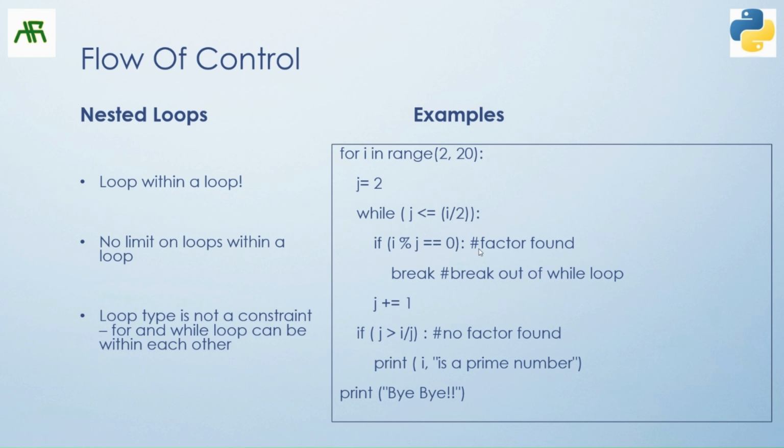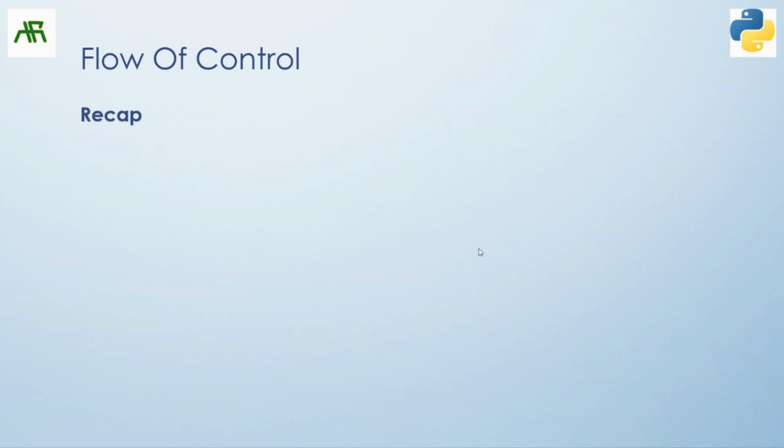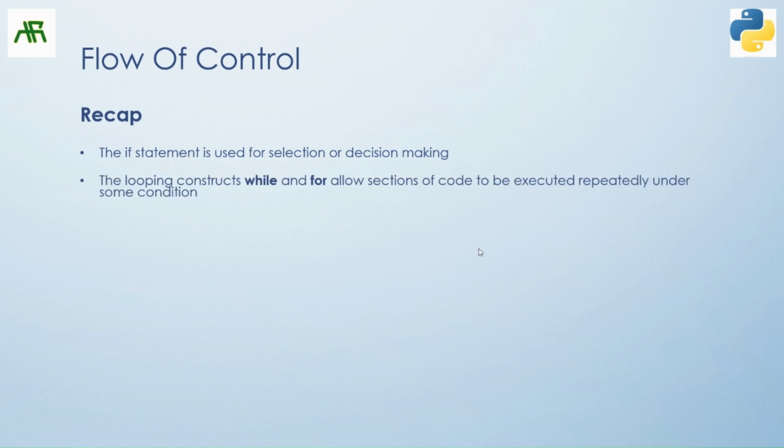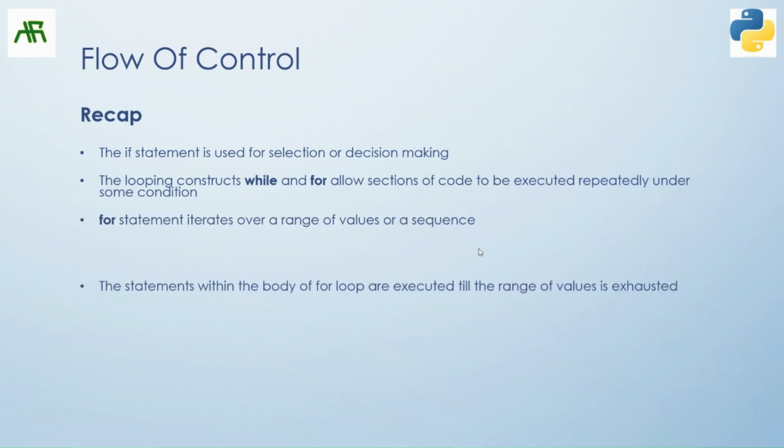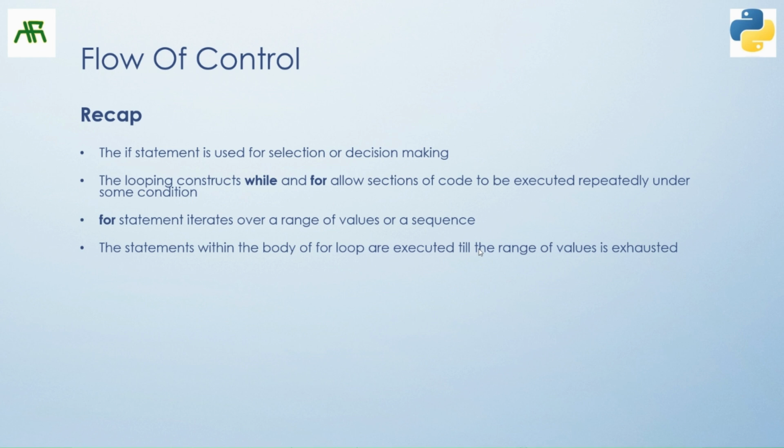So a recap of what is flow of control. The if statement is used for selection or decision making. The looping constructs while and for allow sections of code to be executed repeatedly under some condition. While loop, as long as the condition is satisfied. For loop, as long as the value is part of a sequence or a range. For statement reiterates for a range of values or a sequence. Statements within the body of the loop are executed till the range of values is exhausted.